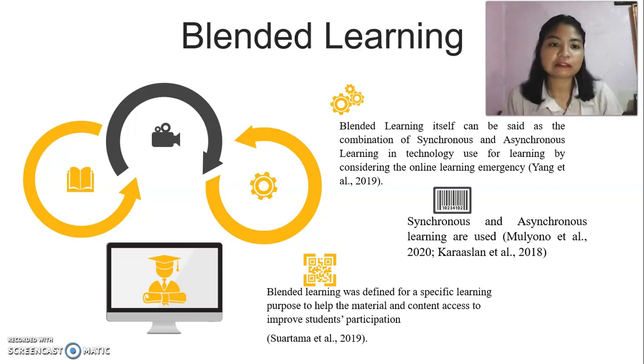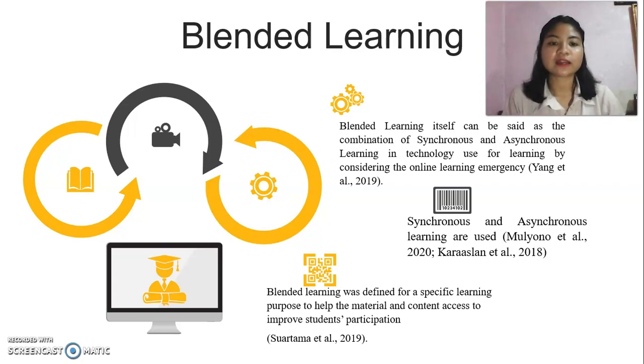Blended learning itself can be said as a combination of synchronous and asynchronous learning in technology use for learning by considering the online learning emergency. So blended learning from the traditional or conventional classroom is switched and shifted into online learning, where then the synchronous and asynchronous learnings are required. So it's not only live meeting, it's not only discussion without knowing the teacher's face and how they tell the materials. It's all combined, it's all mixed and blended. So then it's better learning.